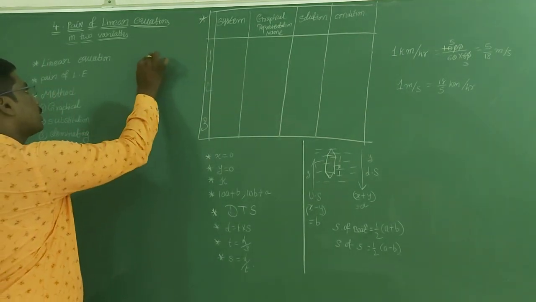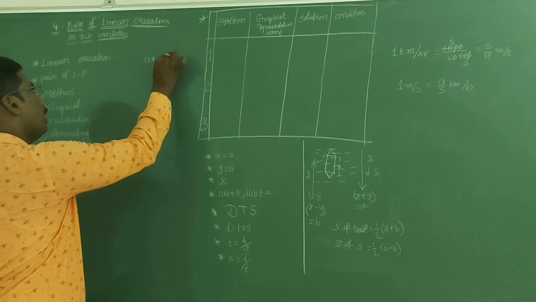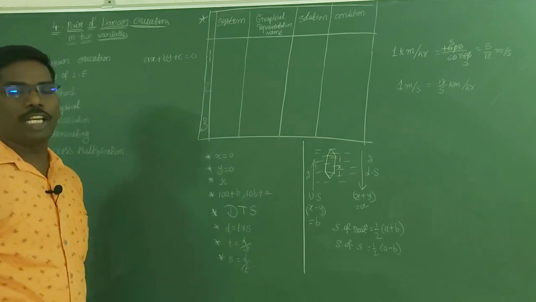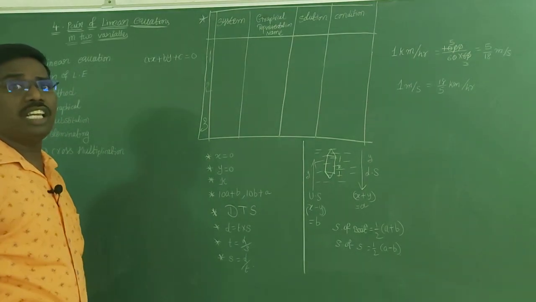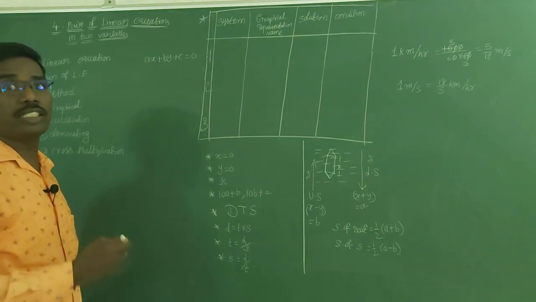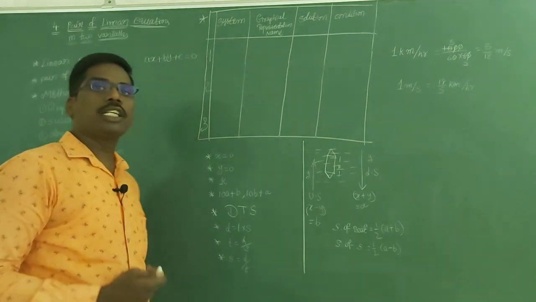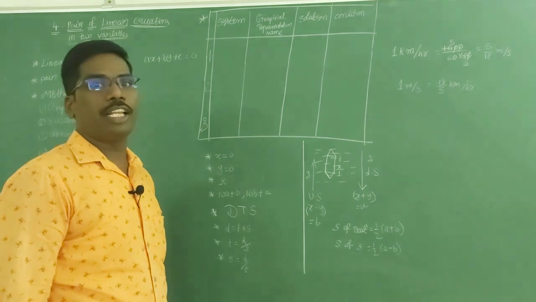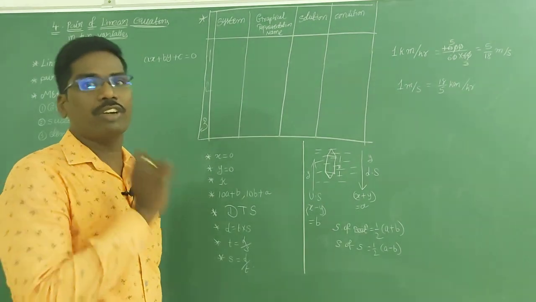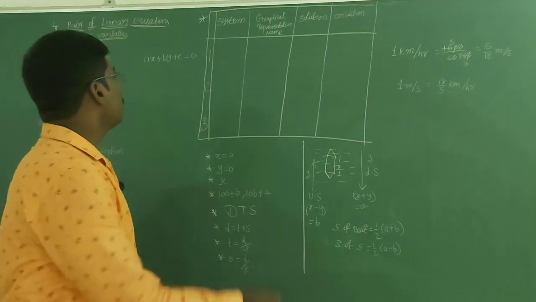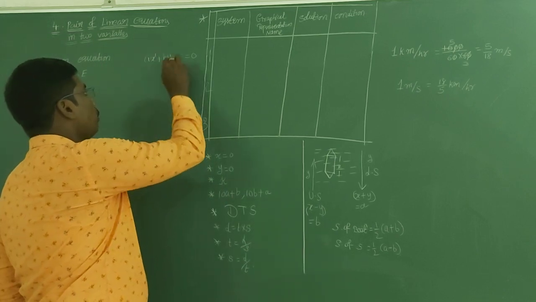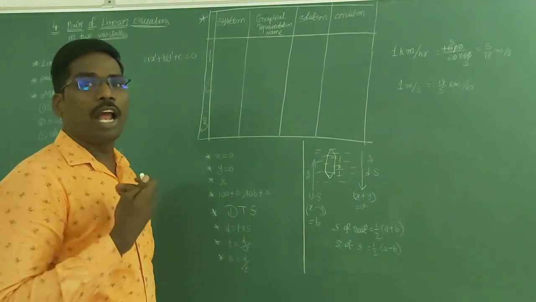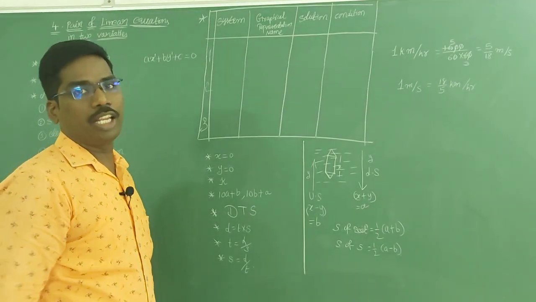ax plus by plus c is equal to 0. That is called a linear equation, means an equation which is having degree 1, because we are discussing equations here. An equation which is having degree 1 is called a linear equation. Now we see x power 1, y power 1, so degree 1. This is the equation and degree 1 is there. So this is a linear equation.